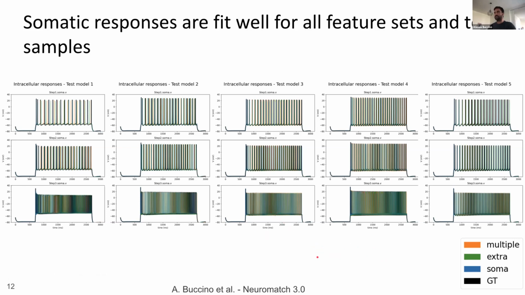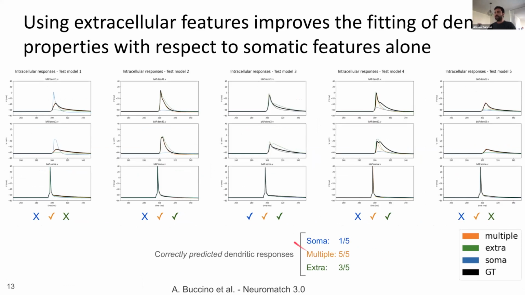But then things get interesting when we start looking at the dendritic response. And these are the responses of basically the soma and the 2 dendritic sites, which are only available to these orange signals, so the ones that use multiple patch pipettes for optimization. And we can see that, in fact, the orange signal fits well the ground truth data in all of the 5 cases. The blue line instead is the somatic feature set, so the one that only has access to the somatic trace, and it can fit well these dendritic responses only in 1 case out of 5, while the extracellular one does somewhat in between, so 3 times out of 5.